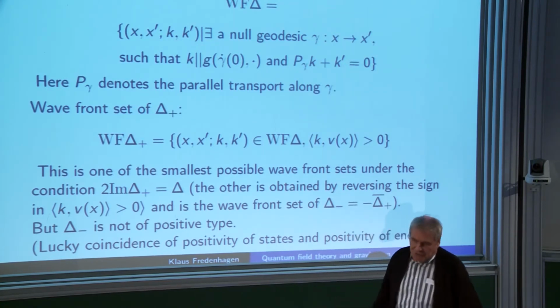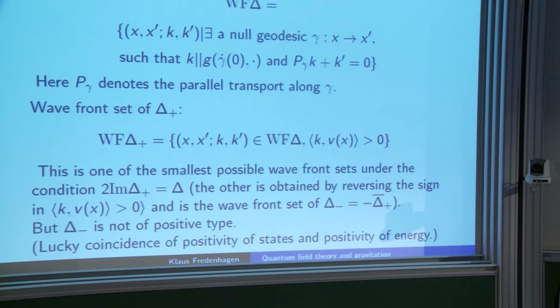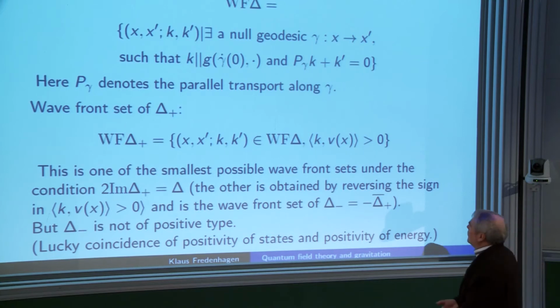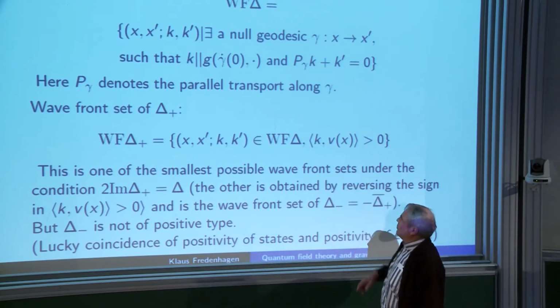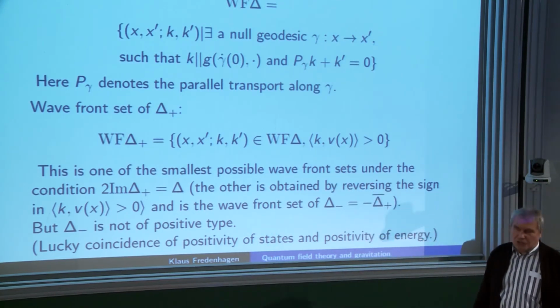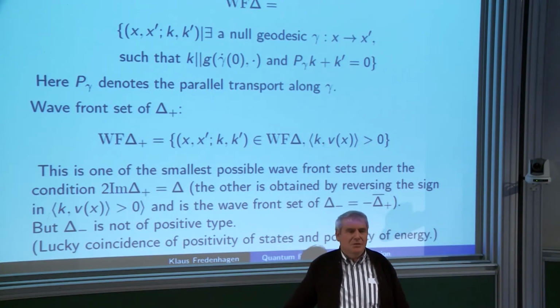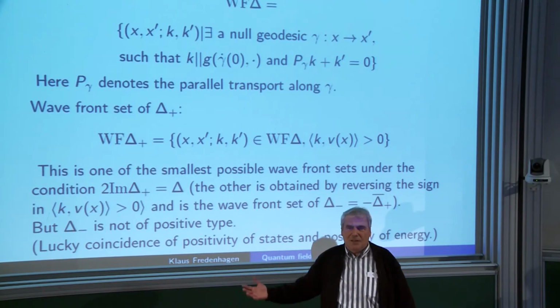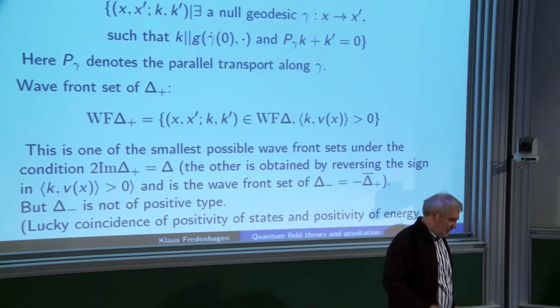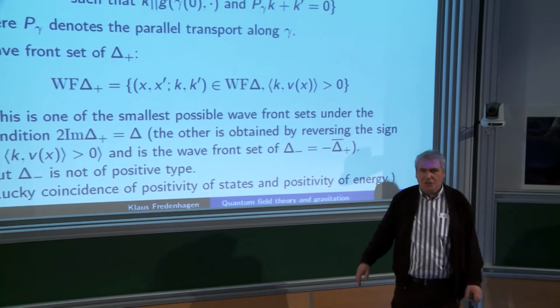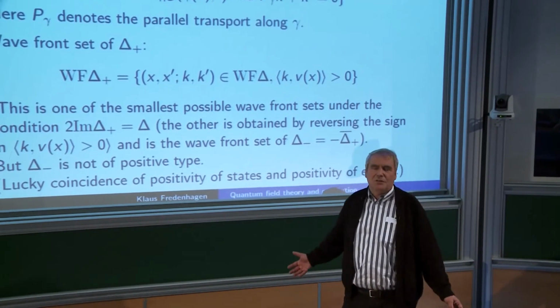This is the wavefront set of delta, and if you look at the wavefront set of the positive frequency part, it's just half of this, the positive half of this wavefront set. So you just have the additional condition that the momentum or the covector at the point x is future directed. And actually it's clear because if you have a sum of two distributions, the wavefront set is contained in the union of these two wavefront sets.